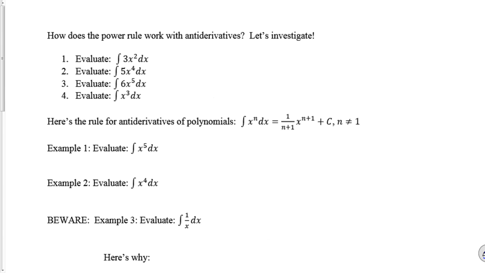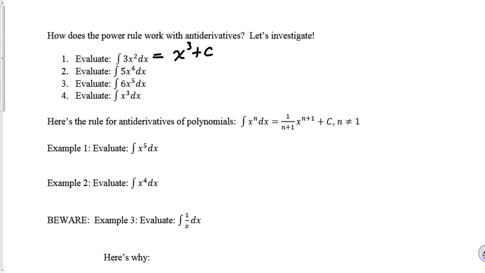How does the power rule work with antiderivatives? Let's investigate and see what happens. So number one, if I were to evaluate the integral of 3x squared dx, that means I took the derivative of something and I got 3x squared. So what did I have to start with? What I needed to start with was x cubed. Double check that. If I do that derivative, do I get 3x squared? And I do. And then don't forget, it is an antiderivative or indefinite integral, so I need that plus c.